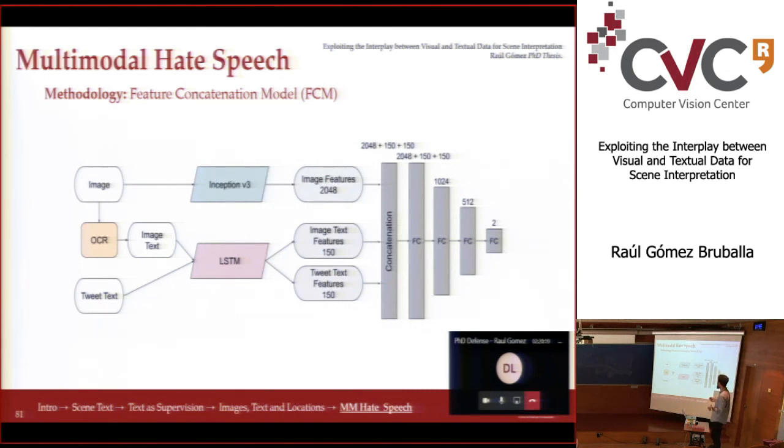This is the most simple model we try here. We represent the image with a CNN. We also extract the image text, and represent the image text and the tweet text with an LSTM. We concatenate the representations of the 3 inputs, and we add a set of fully connected layers until we get a score, and we train everything for hate, not hate classification.